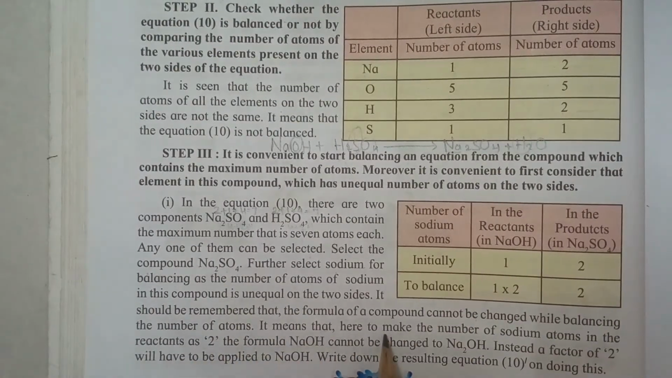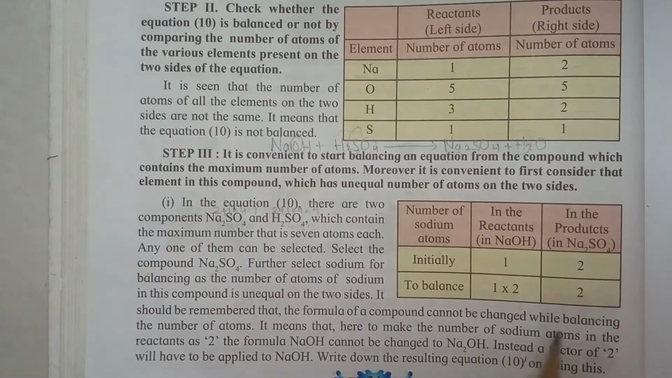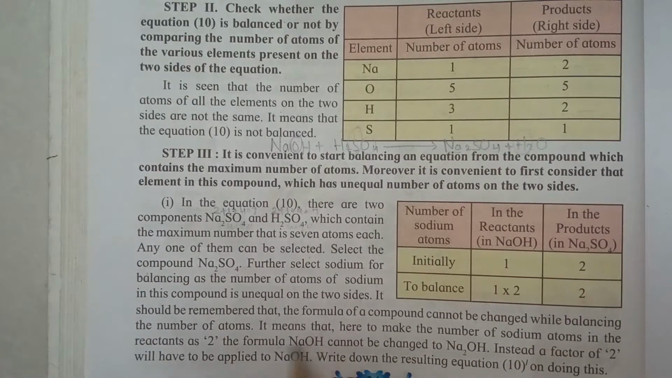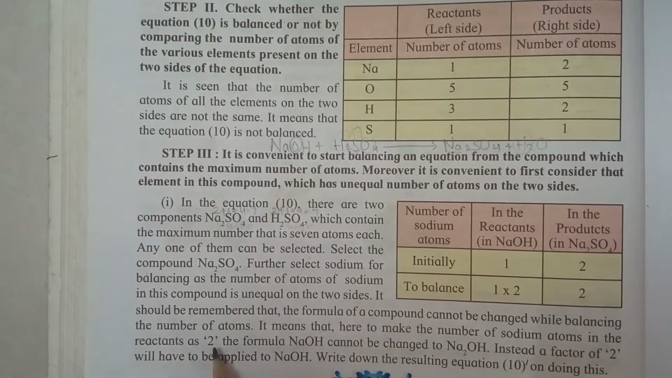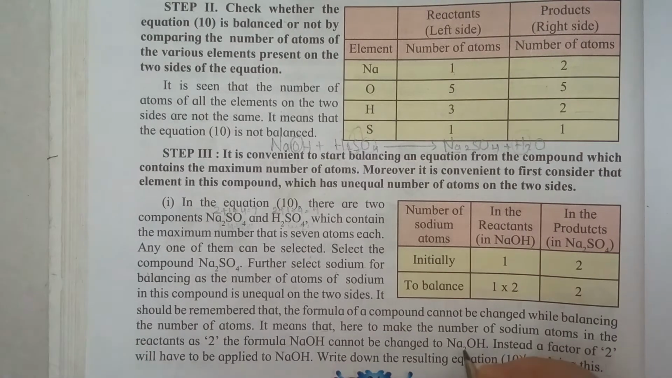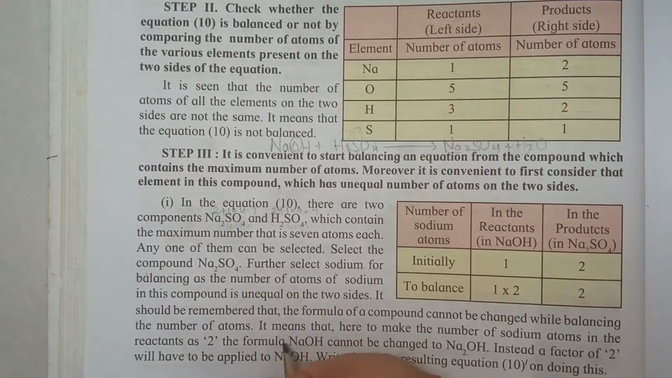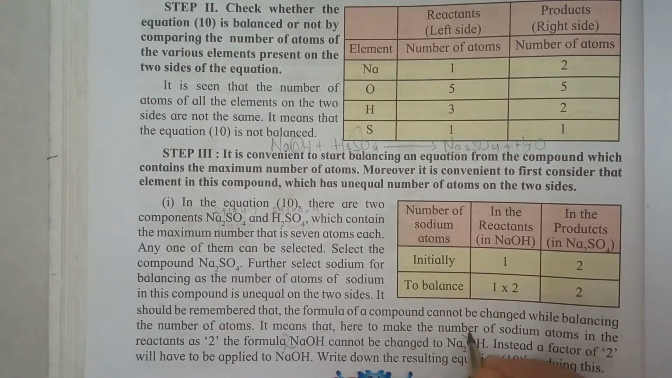It means that to make the number of sodium atoms in the reactant side 2, the formula NaOH cannot be changed to Na2OH. That means here two atoms of sodium are there. So we will not write it like this, Na2OH. We will just put 2 NaOH here. Okay, but this form is wrong.